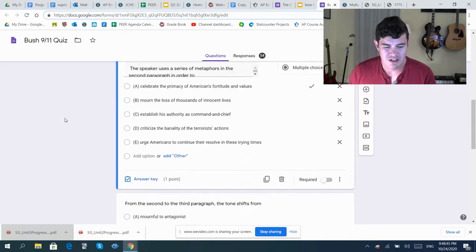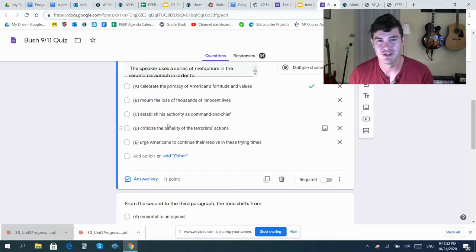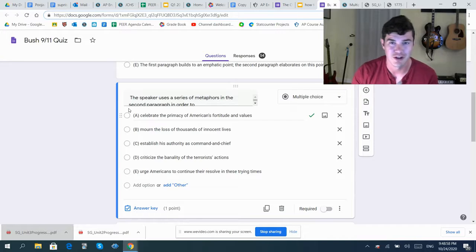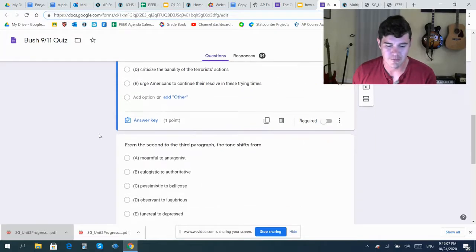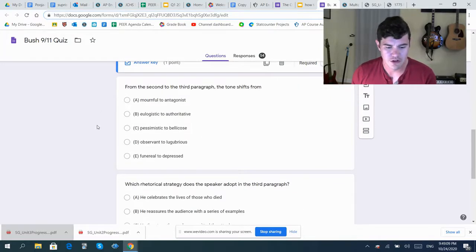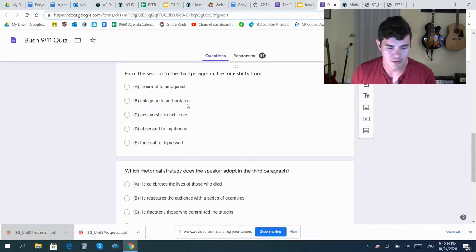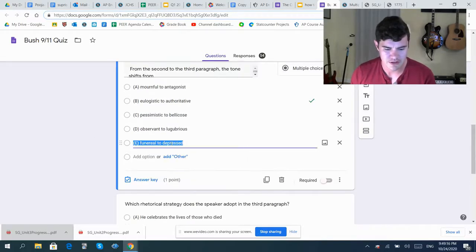Criticize the banality of the terrorist actions. And what's interesting is they will throw in answers that would work for different paragraphs in the passage. So you have to make sure that when they talk about the second paragraph, you're correctly going to the second paragraph and not the third paragraph, because Bush may have used metaphors in the third paragraph to criticize the banality of the terrorist actions, but that wouldn't be the answer for this question. From the second to third paragraph, the tone shifts from eulogistic to authoritative was the correct answer.